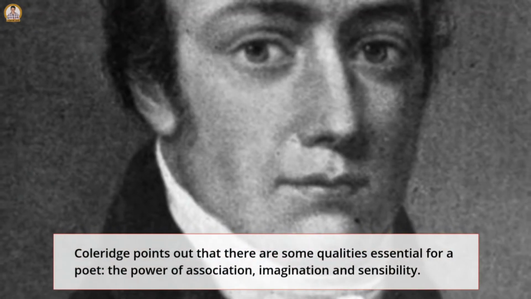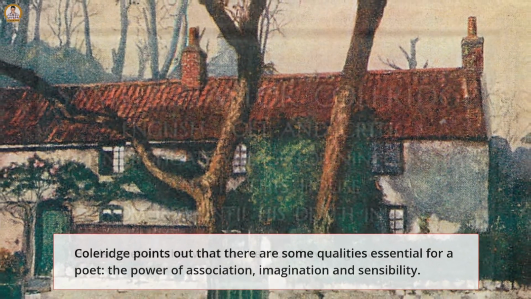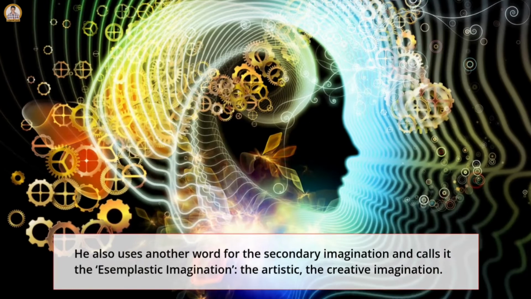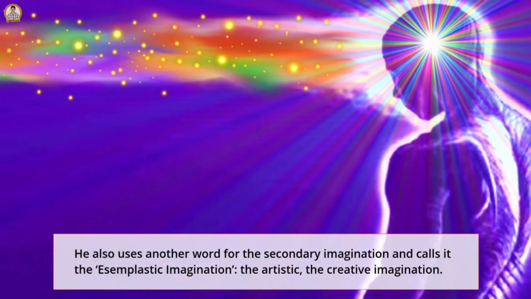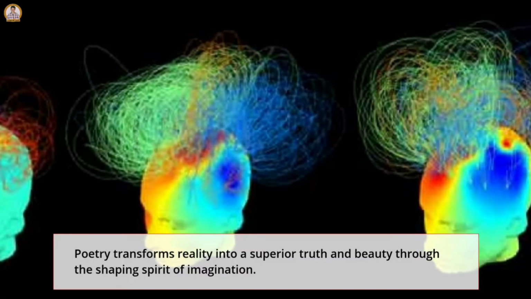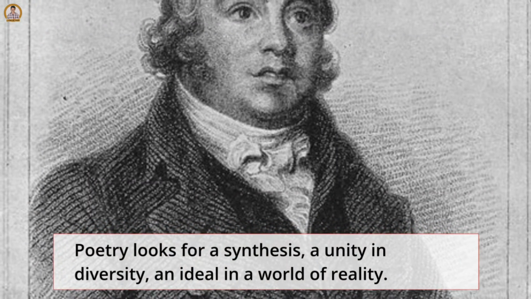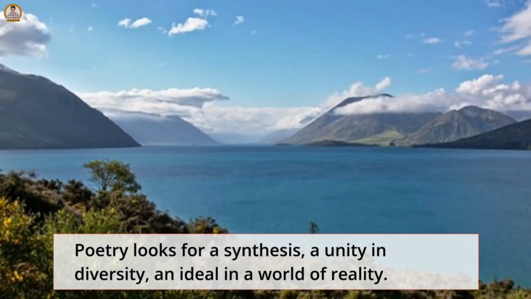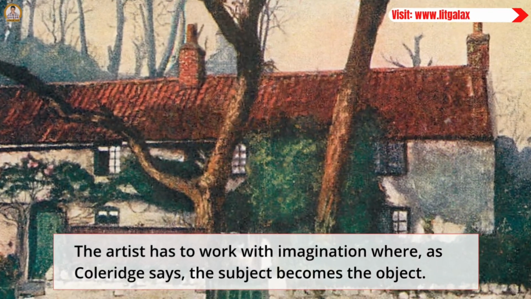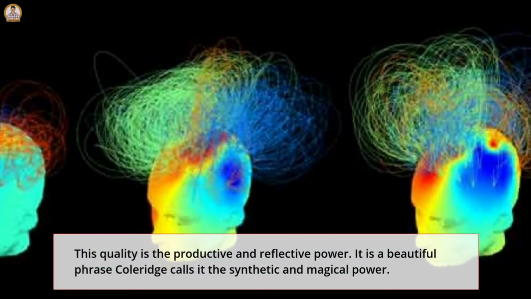Coleridge pointed out that there are some qualities essential for a poet, the power of association, imagination and sensibility. He also uses another word for the secondary imagination and calls it the symplastic imagination, the artistic, the creative imagination. Poetry transforms reality into a superior truth and beauty through the shaping spirit of imagination. Poetry looks for a synthesis, a unity in diversity, an ideal in a world of reality. The artist has to work with imagination where, as Coleridge says, the subject becomes the object. This quality is the productive and reflective power.